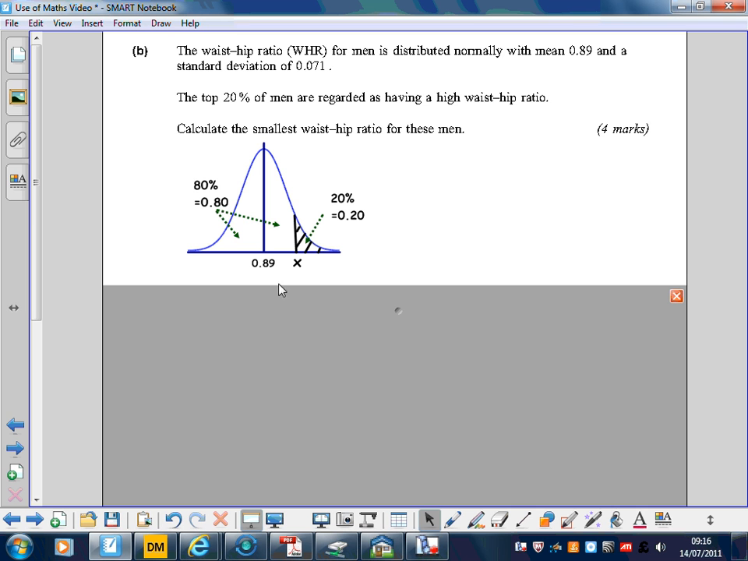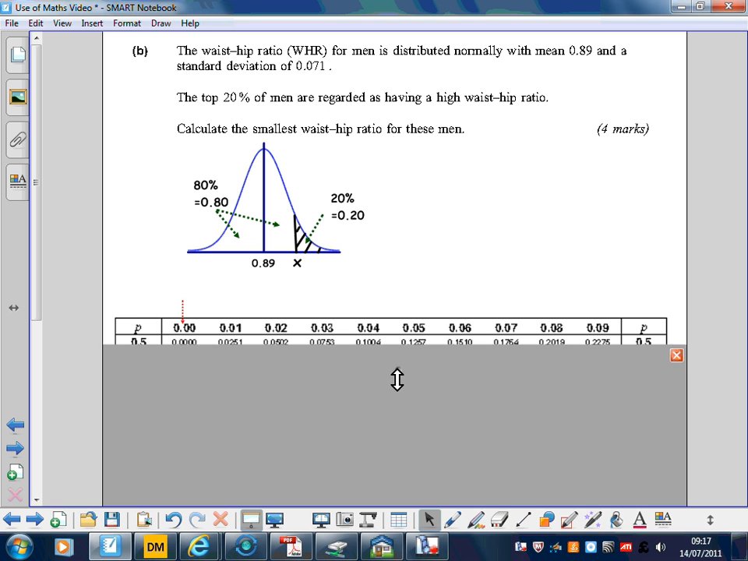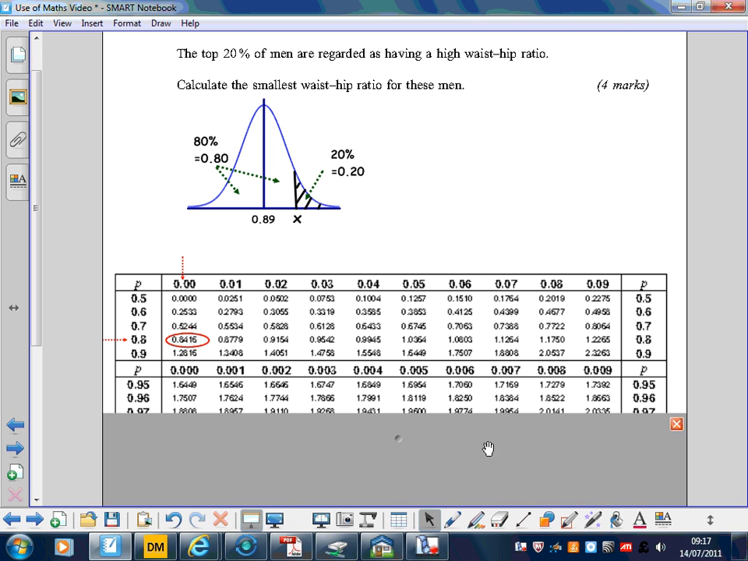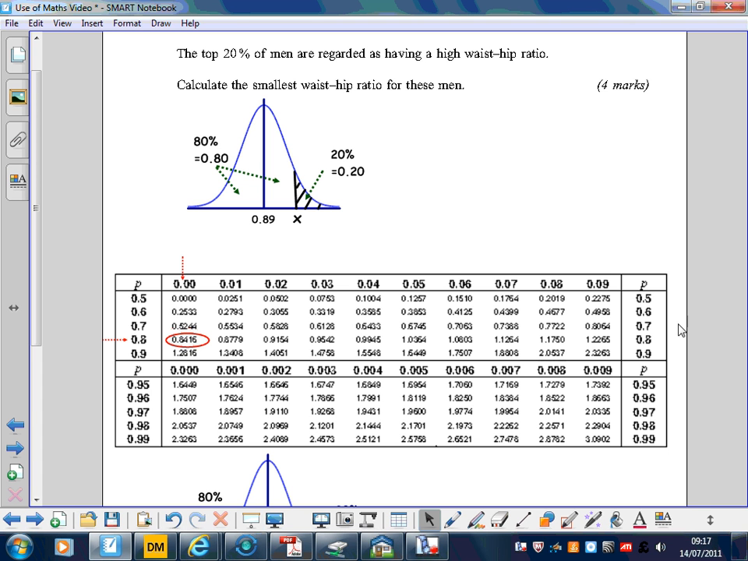I pop the mean in the middle, and this is what we've got to find here, x, which is the actual waist-to-hip ratio that divides the top 20% from the lower 80%. Now, in order to do that, we need to look up our 80%, or 0.80, on the tables to get our Z value. So here are the normal tables down there. And looking up 0.80, you can see that we've got this value here of 0.8416. When we're using probability to work out a Z value, it's this little set of normal tables that we use, not the main ones.